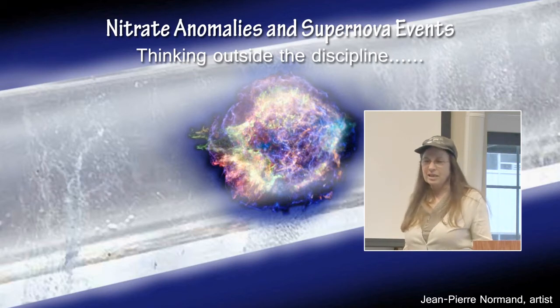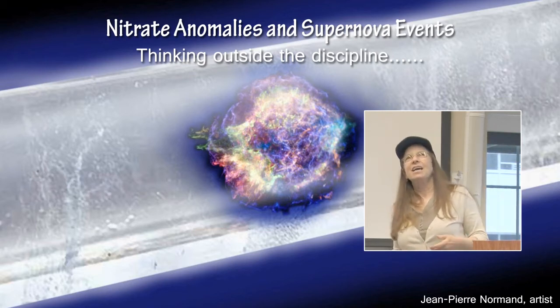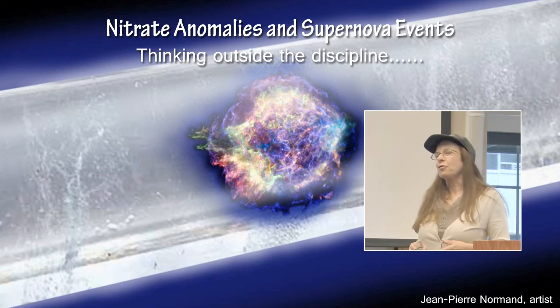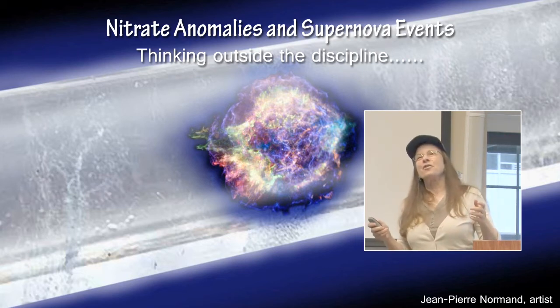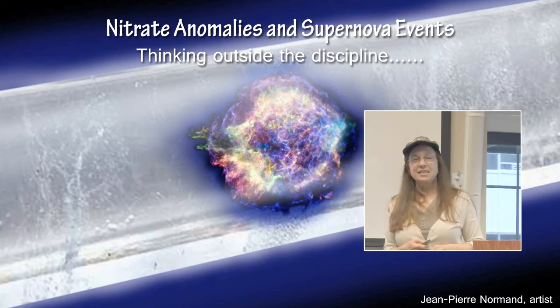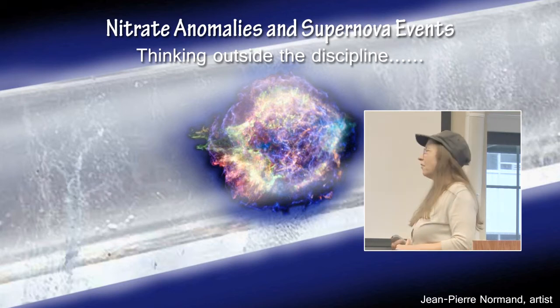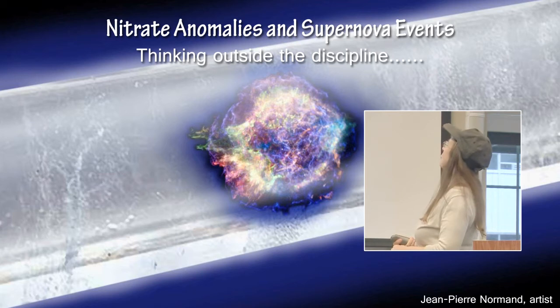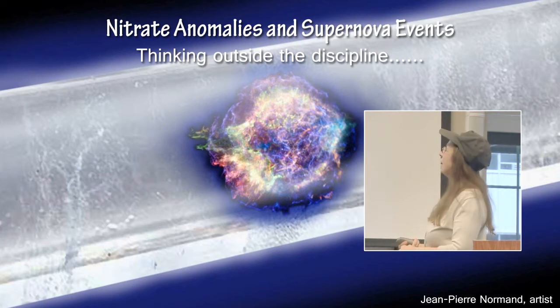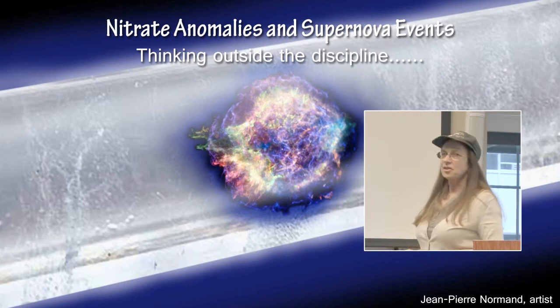So we come to the final part, which fortunately includes Cas A, Tycho, and Kepler, 3 supernova remnants that the Chandra X-Ray Observatory has imaged, which makes this entire investigation legitimate and allowed me to use Gisela's ice core data for the Chandra Observatory. And so, nitrate anomalies and supernova events.